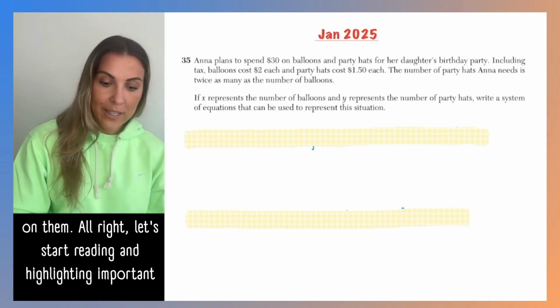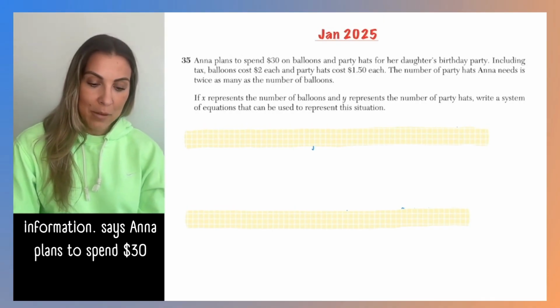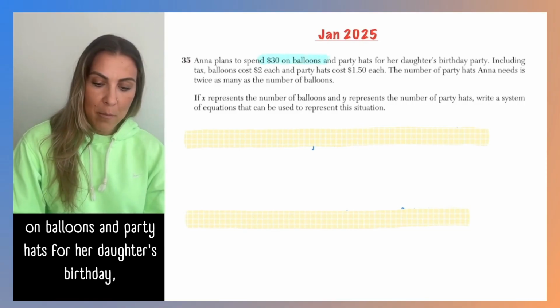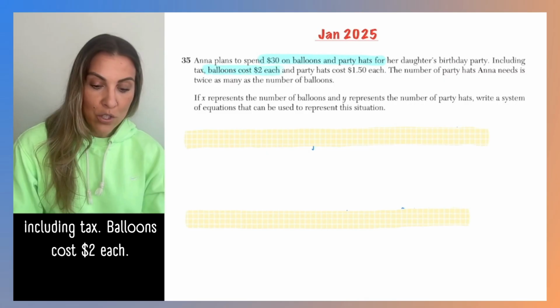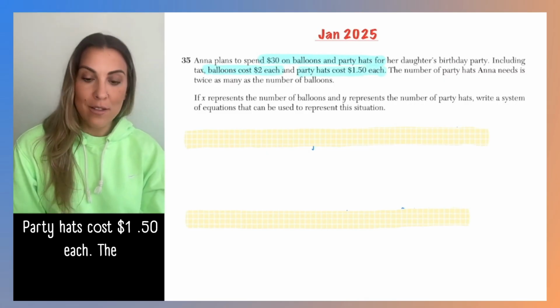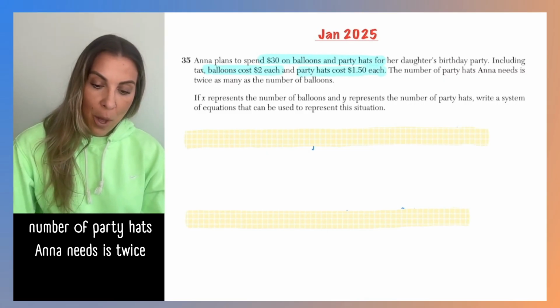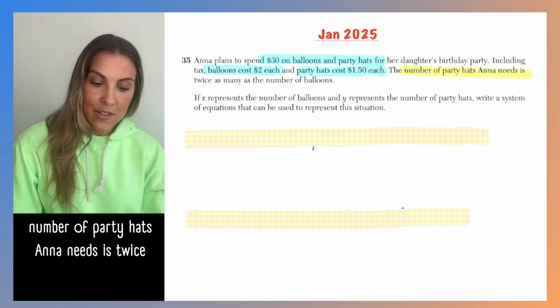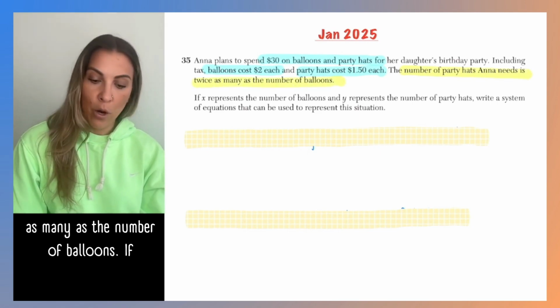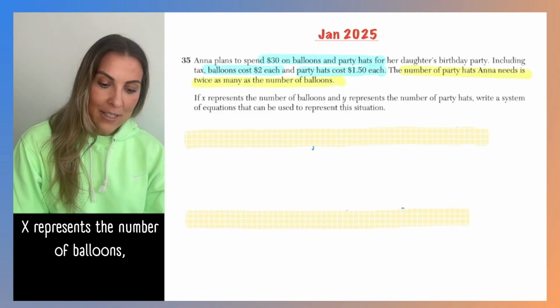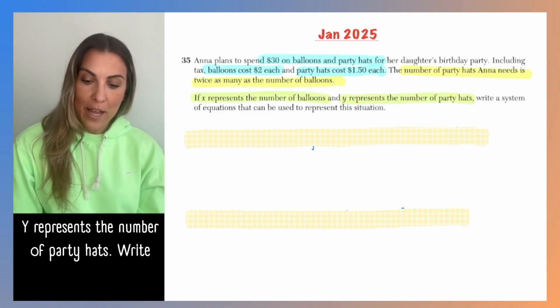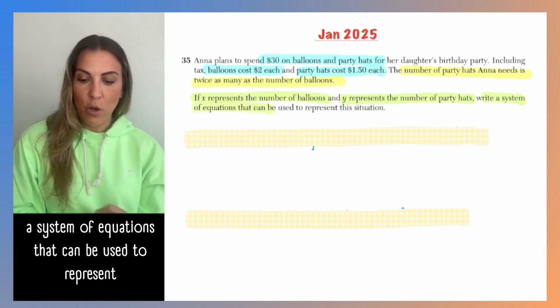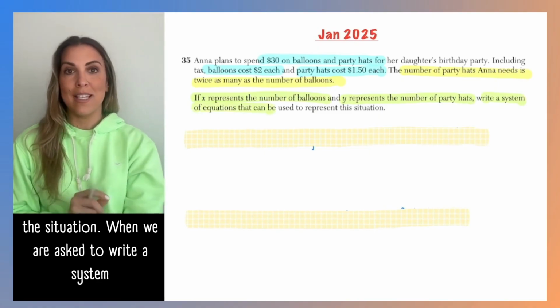All right, let's start reading and highlighting important information. It says Anna plans to spend $30 on balloons and party hats for her daughter's birthday. Including tax, balloons cost $2 each. Party hats cost $1.50 each. The number of party hats Anna needs is twice as many as the number of balloons. If x represents the number of balloons, y represents the number of party hats, write a system of equations that can be used to represent the situation.